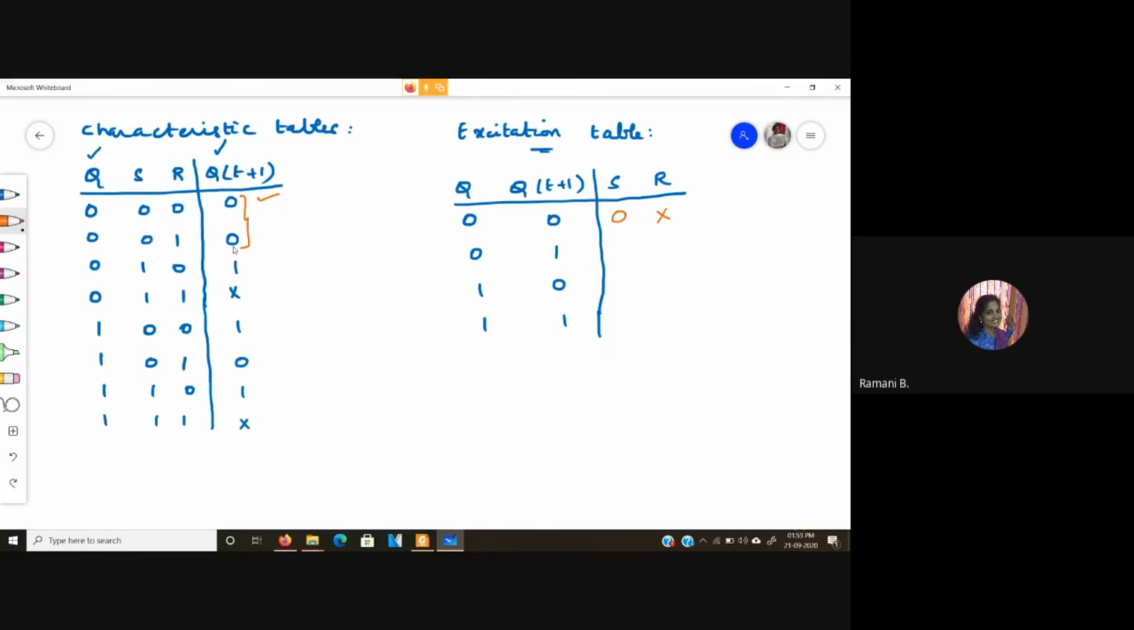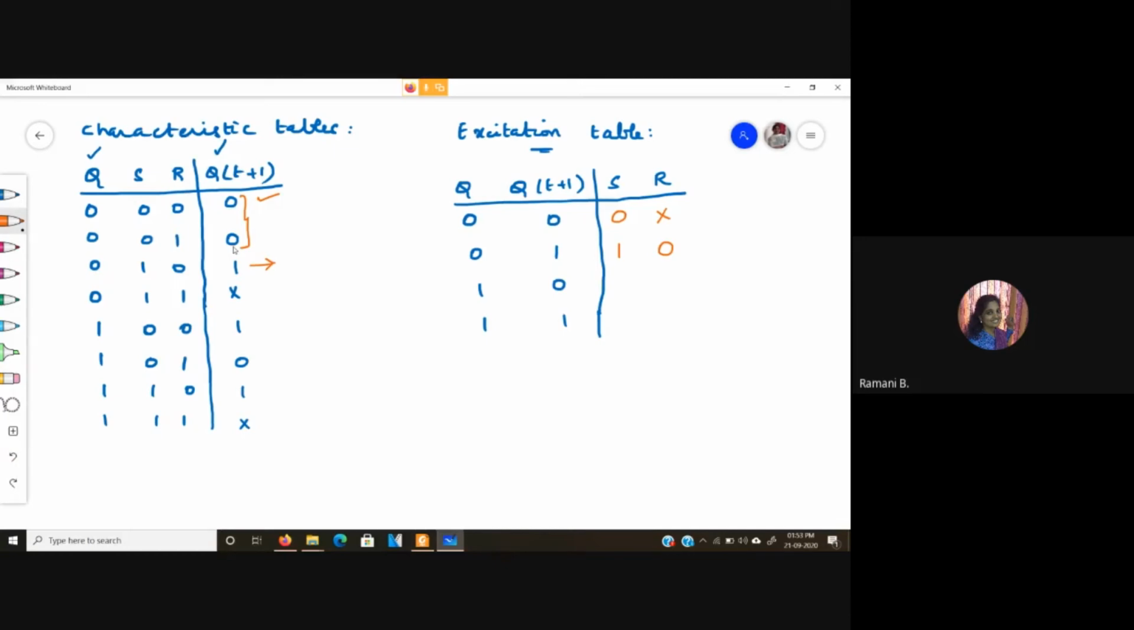Next, we have the present state equal to 0 and next state equal to 1. That is this particular condition. So this is directly the set condition alone. So S is equal to 1 and R is equal to 0. So the present state Q is equal to 0 and the next state is equal to 1. This is the set condition. So S is equal to 1 and R is equal to 0.